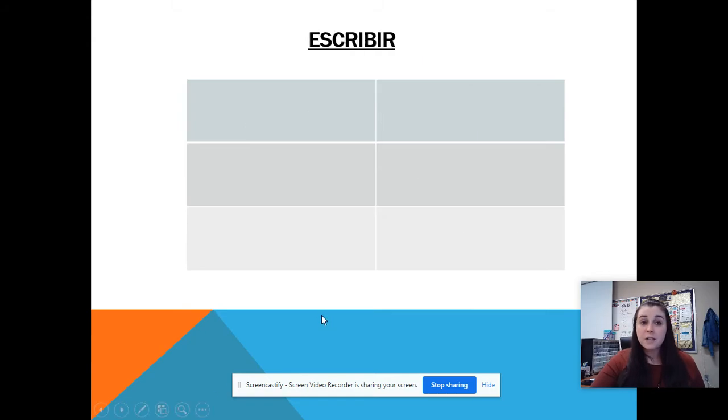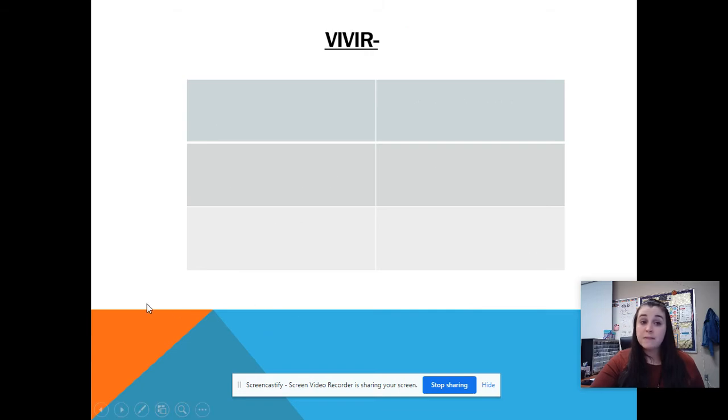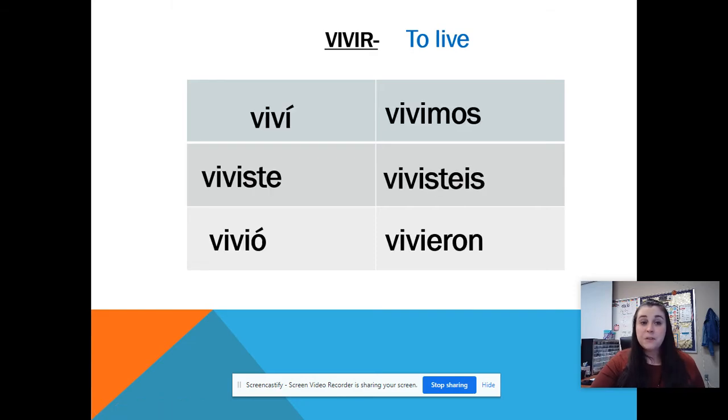So I want you to try escribir by yourself, conjugate it in all 6 forms in the preterite using our ER-IR preterite endings. So escribir means to write, so we're going to use escribí, escribiste, escribió, escribimos, escribisteis, and escribieron. Now I want you to try vivir, to live, on your own using those same conjugation endings. So you should end up with viví, viviste, vivió, vivimos, vivisteis, and vivieron.